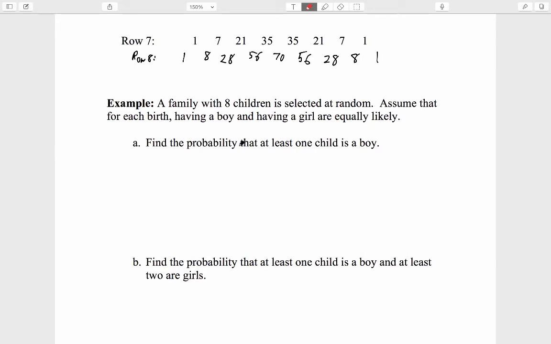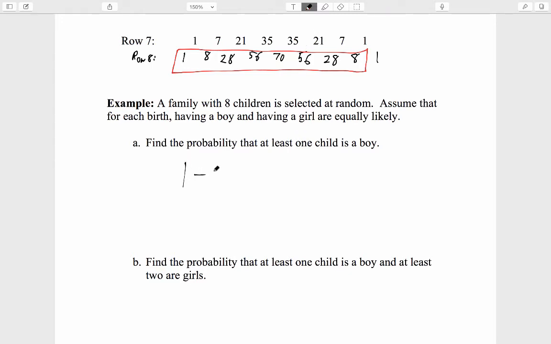A useful thing to do in problems like this is to mark up which items in row 8 of Pascal's triangle contribute to this event. Depending on whether you think of this as 0 girls, 1 girl, 2 girls, 3 girls, etc., all the way up to 7 girls, these are all the outcomes that have at least one boy. Or if you think of it the other way, as 0 boys, 1 boy, 2 boys, etc. up to 7 boys, you'd put the box around everything except for the initial one. Either way, the numbers inside this red box count up how many outcomes are in the event that at least one child is a boy.